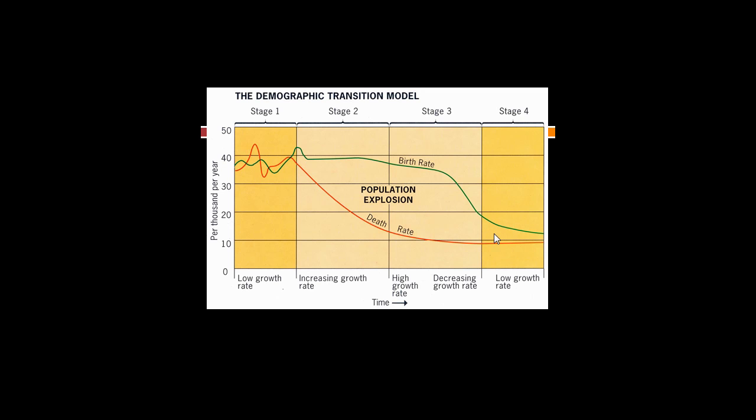Because when the crude birth rate and the crude death rate are close to one another, your RNI is going to be close to 0. They're basically canceling one another out.